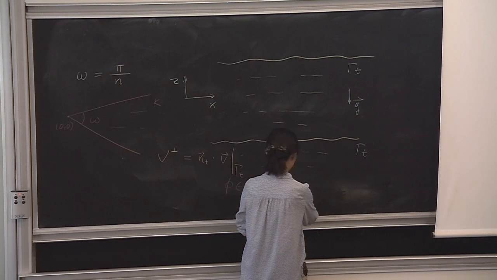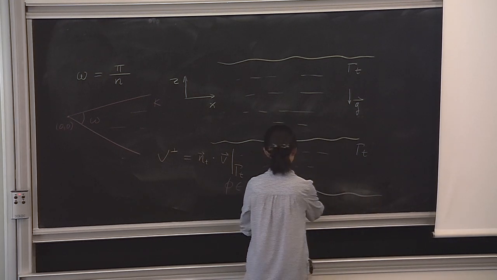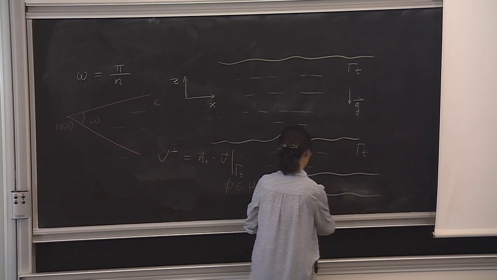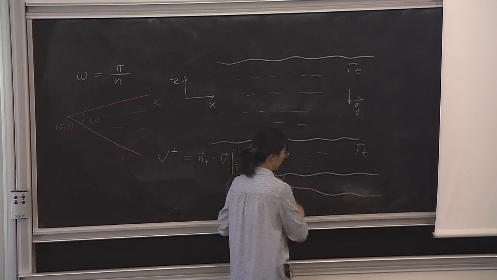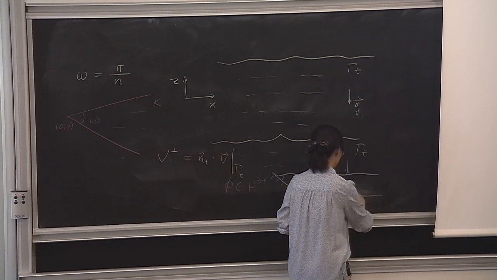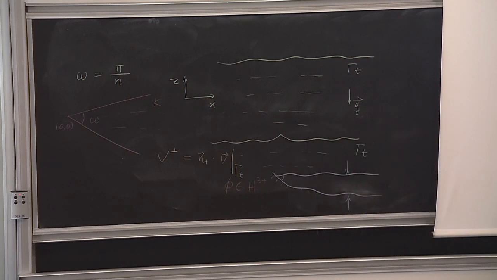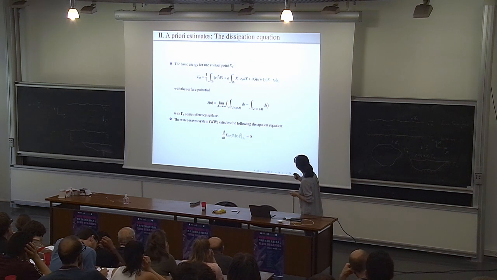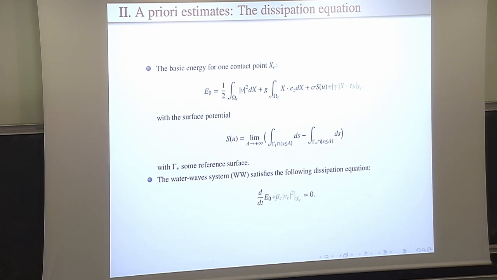Okay, a domain like this, horizontally, it's infinite, and with only one contact point here, like this, so it's bounded vertically. And we have the basic energy and the different parts. I will omit the kinetic energy, the gravity potential and the surface potential part. What's new is this part: the potential related to the dissipation at the contact point.